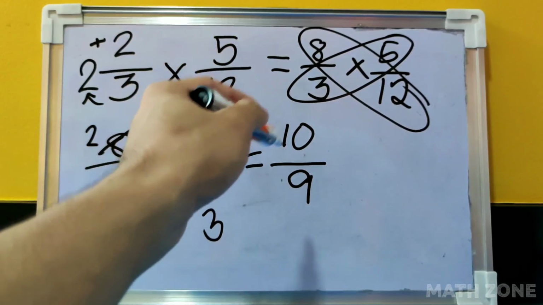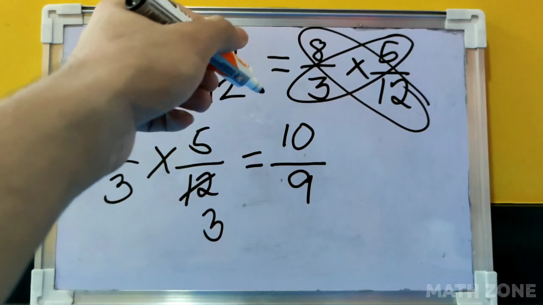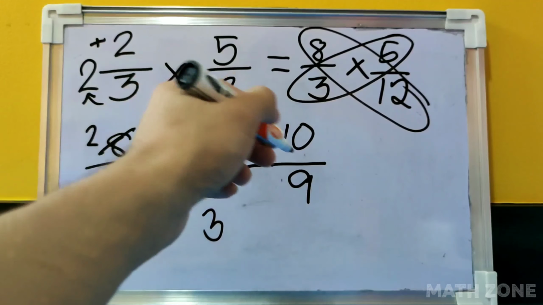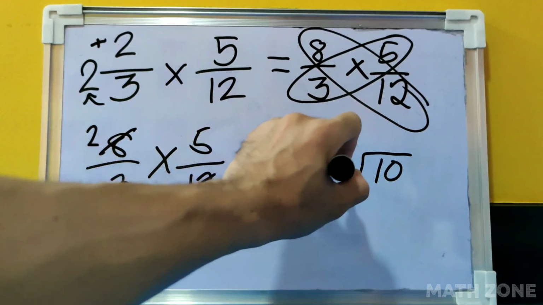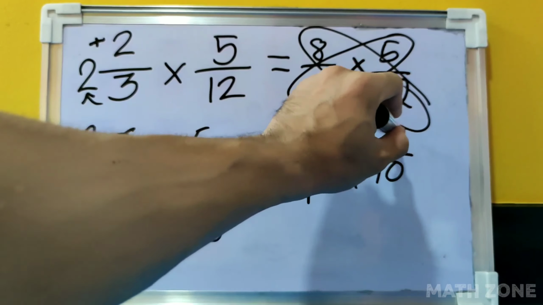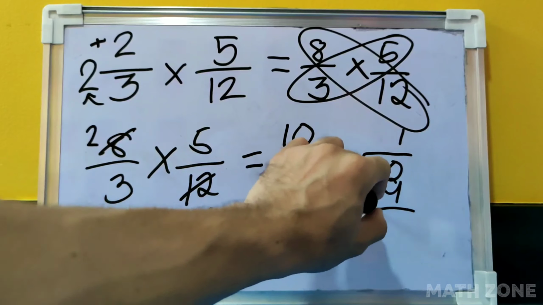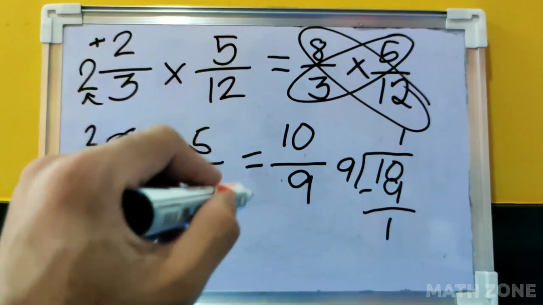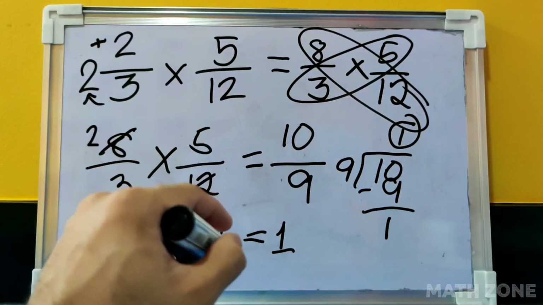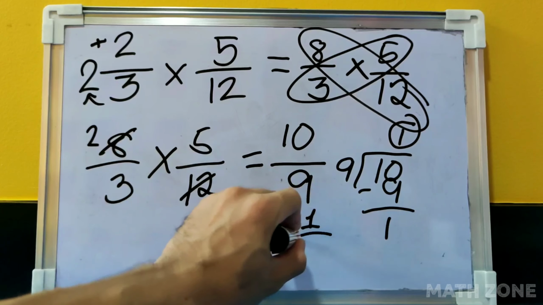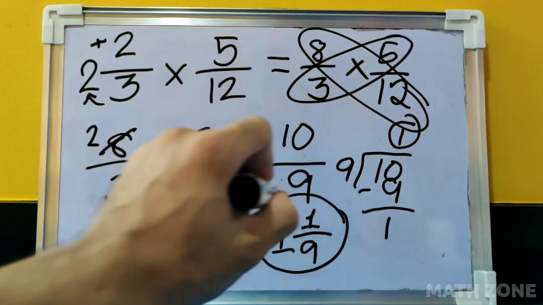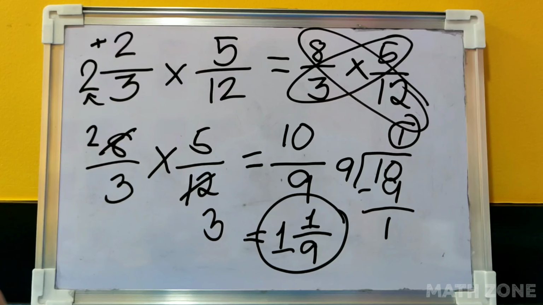This is still in improper fraction, so we need to convert this back to a mixed number. When converting an improper fraction to a mixed number, simply divide the numerator by its denominator. So 10 divided by 9 is 1. 1 times 9 is 9. So 10 minus 9 is 1. The 1 here is going to be our whole number, and the remainder is going to be our numerator. 9 is still going to be the denominator. So this is already our final answer.